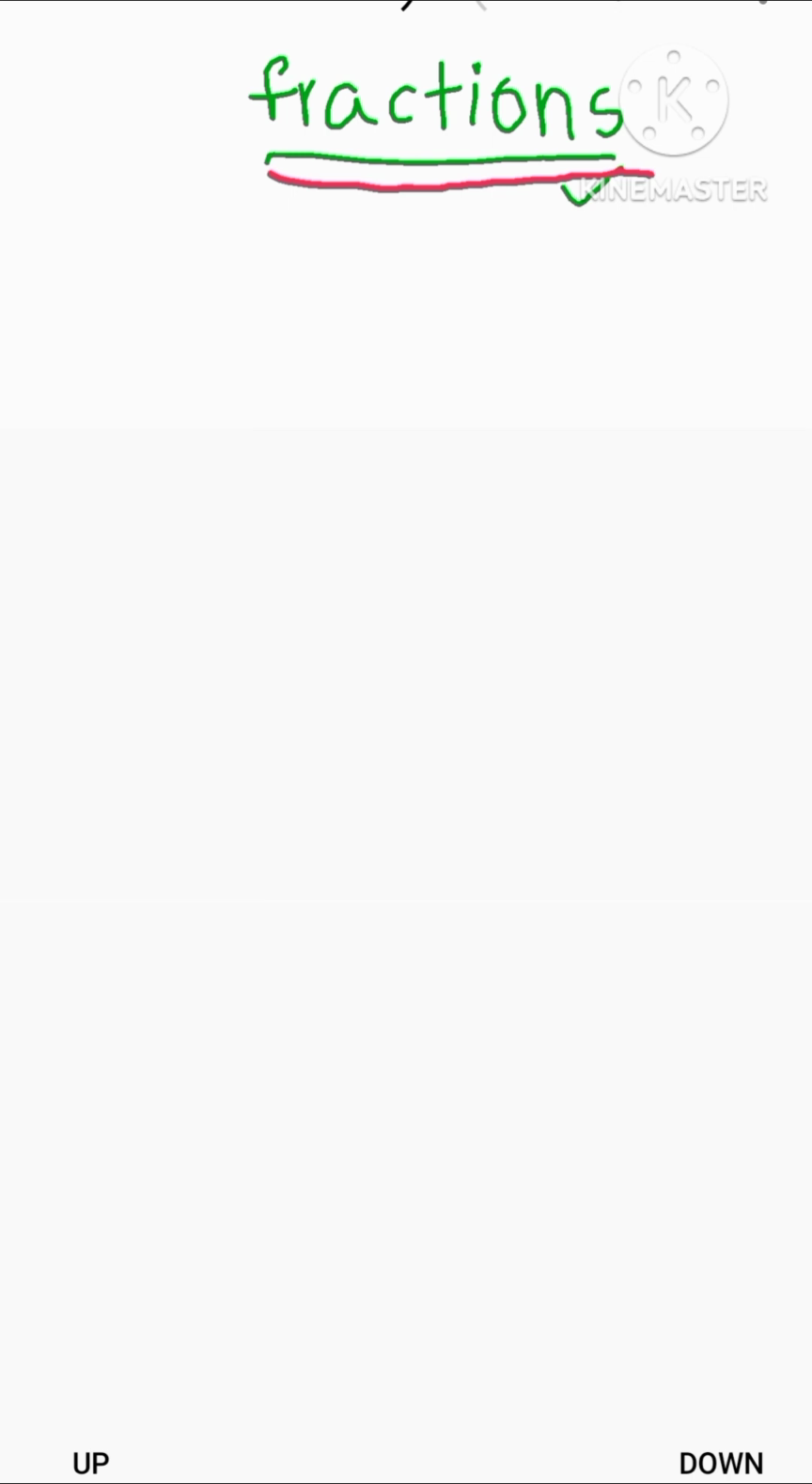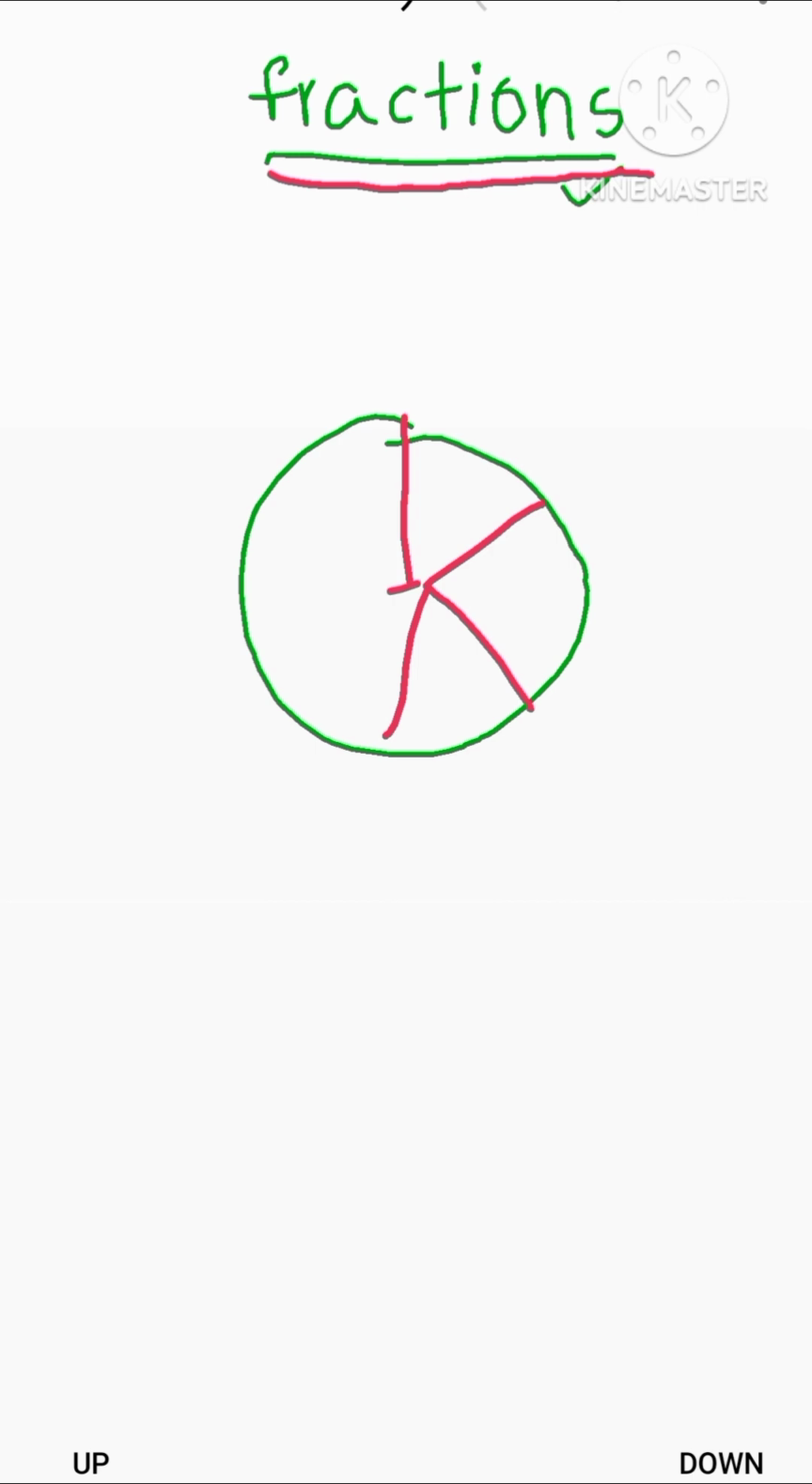Okay, for example, take a cake. We make 5 parts in this. So here each part of the cake represents 1 by 5. Here 5 represents all the parts of the cake and 1 represents a part of this cake. So here 1 is the numerator and 5 is the denominator.